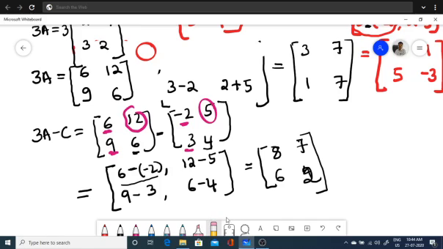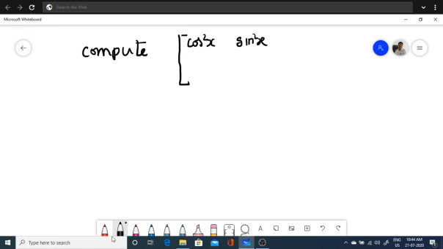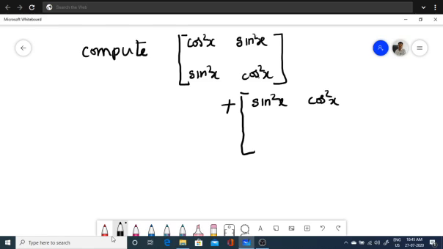Let's take another example. Suppose we have to compute this one, a trigonometry problem: the matrix with cos square x, sin square x, and sin square x, cos square x, plus the matrix with sin square x, cos square x, and cos square x, sin square x.